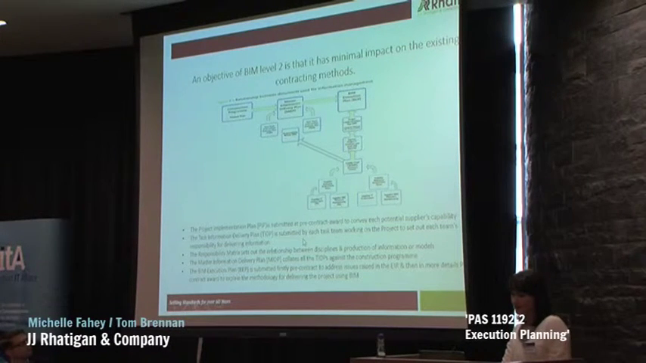The task information delivery plan is submitted by each task team working on the project to set out each team's responsibility for the delivering of information. The responsibility matrix sets out the relationship between the disciplines and the production of information or models. And the master information delivery plan collates all these TIDPs against the construction programme. And then the BIM execution plan is submitted firstly at pre-contract to address the issues raised in the EIR, and then in more detail in the post-contract award to explain the methodology and the delivery of the project using BIM.